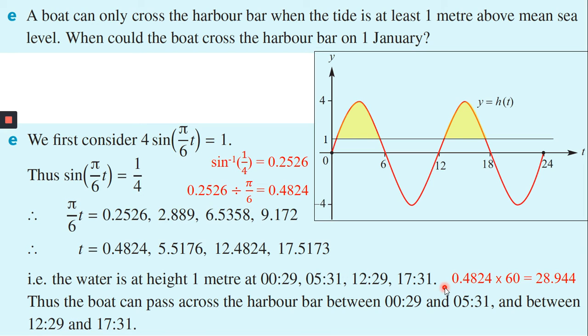So you're not going to say 0.4824 hours, are you? So we're going to turn it into minutes. So times it by 60, 28.944, which is roughly 29 minutes. So the first one, 29 minutes. So if you're looking at that, that looks like about 29 minutes. Do the same with that one. 5:31. So there's 6, 5:31, well believable. Do the same with that one, do the same with that one. There's the times. So between those 2 times and between those 2 times, that's when he can go out.